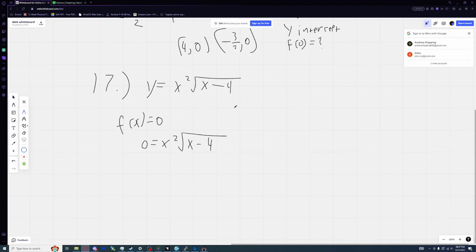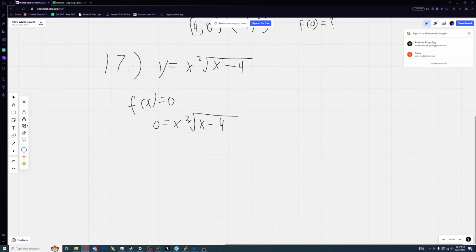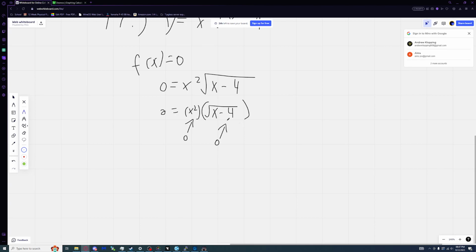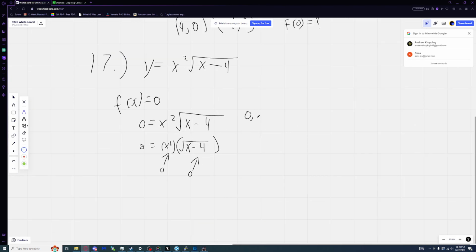Now, what you could do is hypothetically distribute the x squared into here and do some quadratic formula nonsense, or you can see that these two multiply to each other. So you can rewrite it as x squared times the square root of x minus 4. Therefore, this graph will equal 0 when either this term here is 0 or this term here is 0. So we want to find when that is. Now obviously x squared is going to be 0 at 0. So our first x-intercept is going to be at 0, 0.